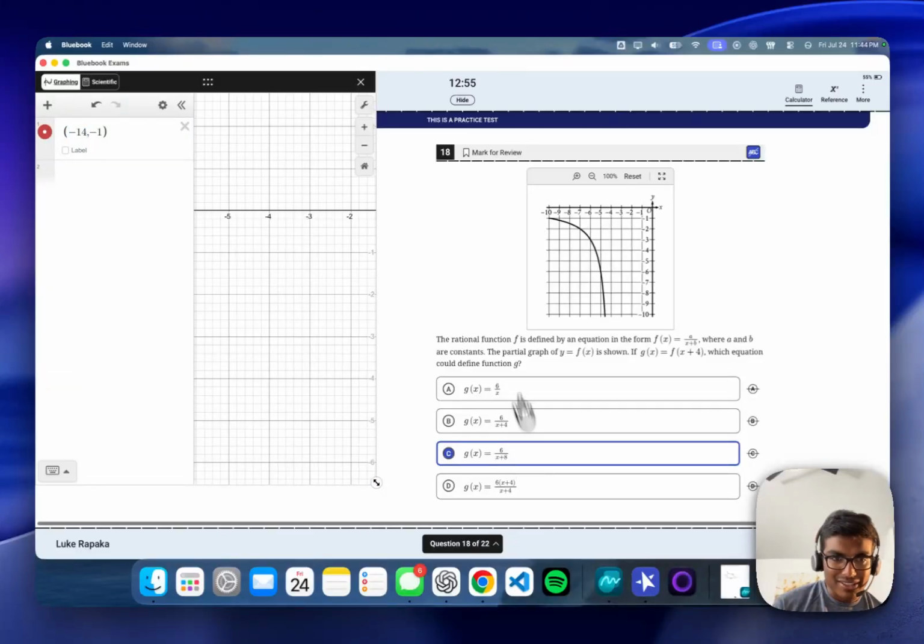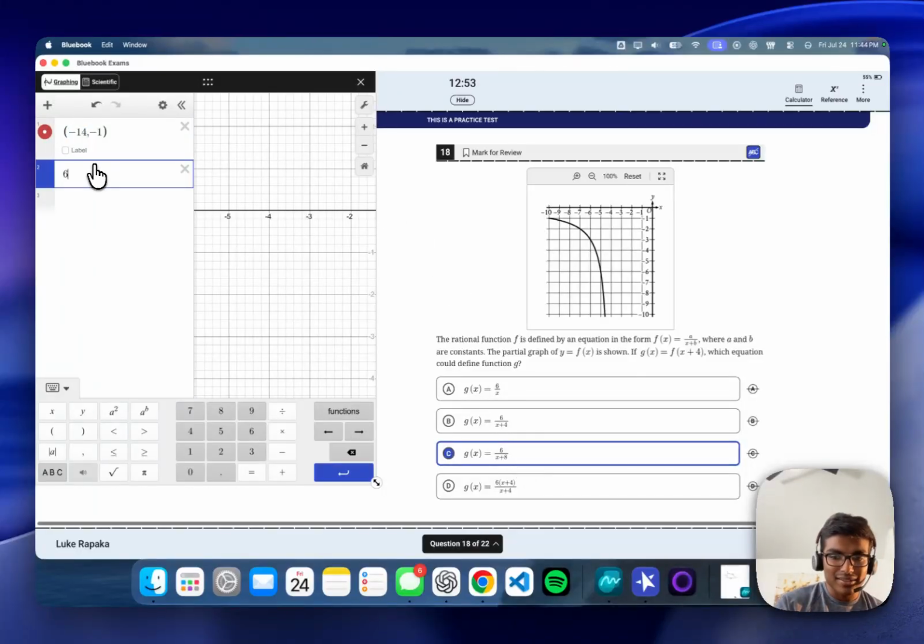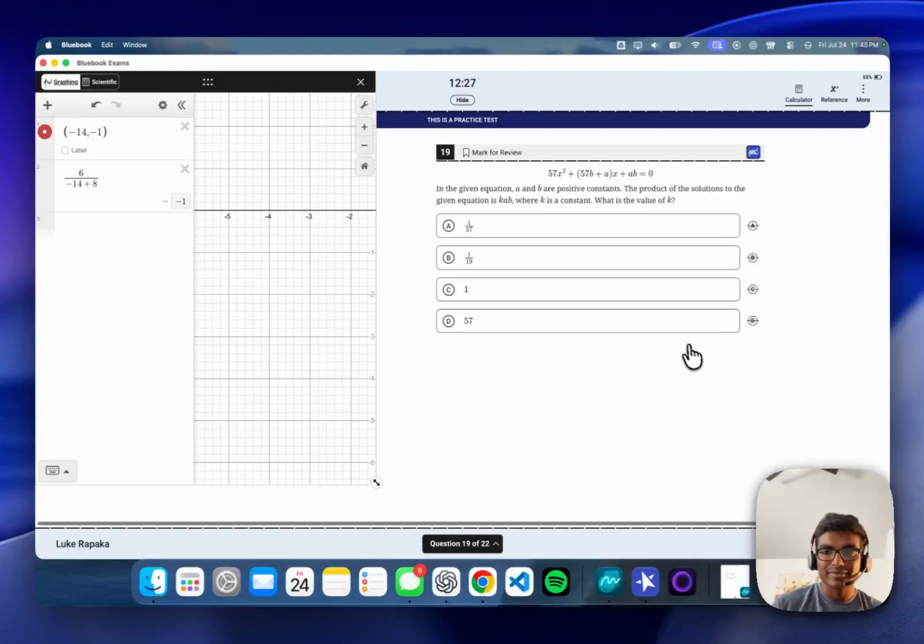I'm already looking at this one actually because if I do 6 divided by negative 14 plus 8, negative 1. So this has to be the answer just because I shift this over for negative 10, negative 1 now becomes negative 14, negative 1. All I do is just sub this new point in. So this would be negative 14 plus 8. That's the same thing as 6 divided by negative 6. And then that gives you negative 1. Okay.